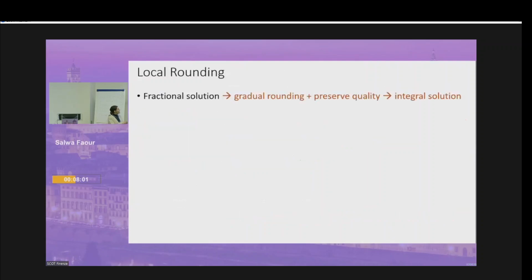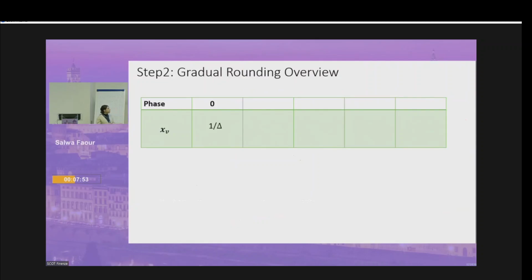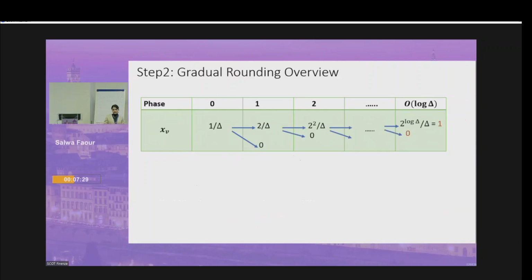All right, so the next step: round this fractional solution to get an integral one while preserving that fractional quality. How to do so? Initially I have a fractional solution, which I describe by assigning every node a fractional value of 1 over delta. And the rounding is going to proceed in phases. In each phase, I'm going to round up that value, double it, or round it down. I do this in phases, and I require order of log delta phases. At the end, you see we get an integral value. And I interpret it this way: if my fractional value is 1, then I'm marked; if 0, then I'm unmarked.